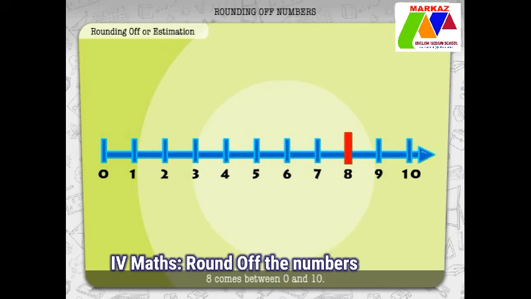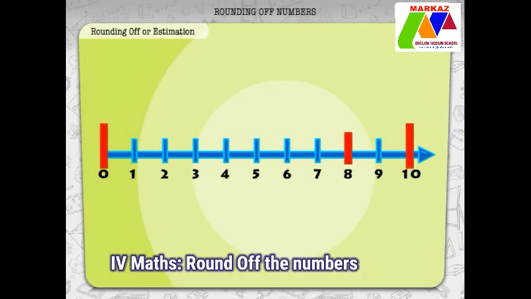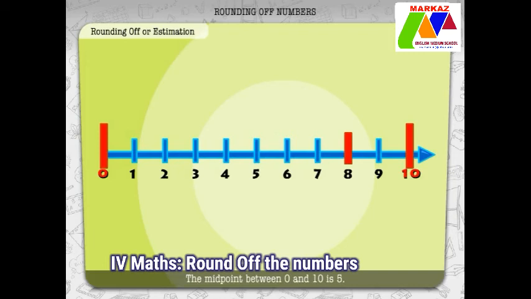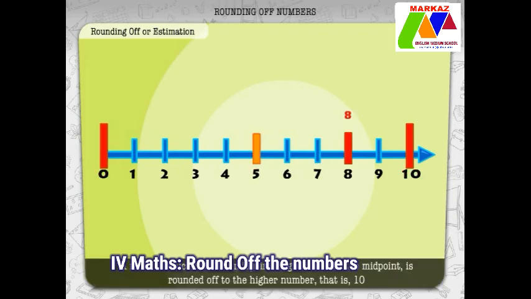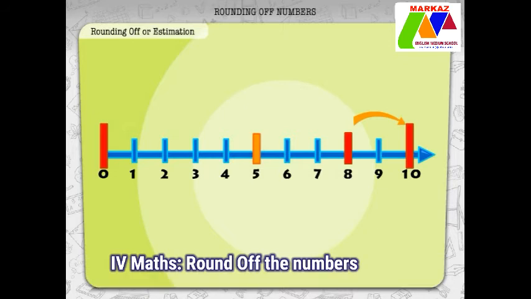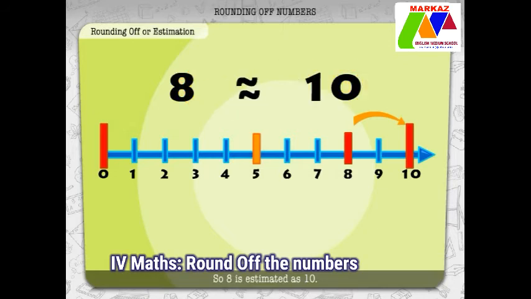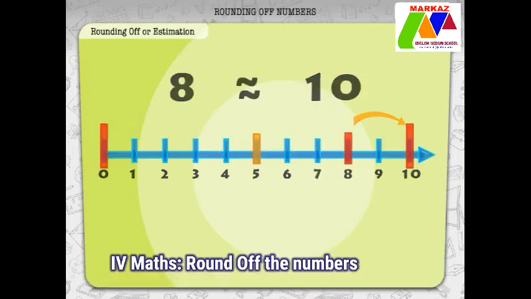8 comes between 0 and 10. The midpoint between 0 and 10 is 5. A number which is at the midpoint or greater than the midpoint is rounded off to the higher number, that is 10. So 8 is estimated as 10.